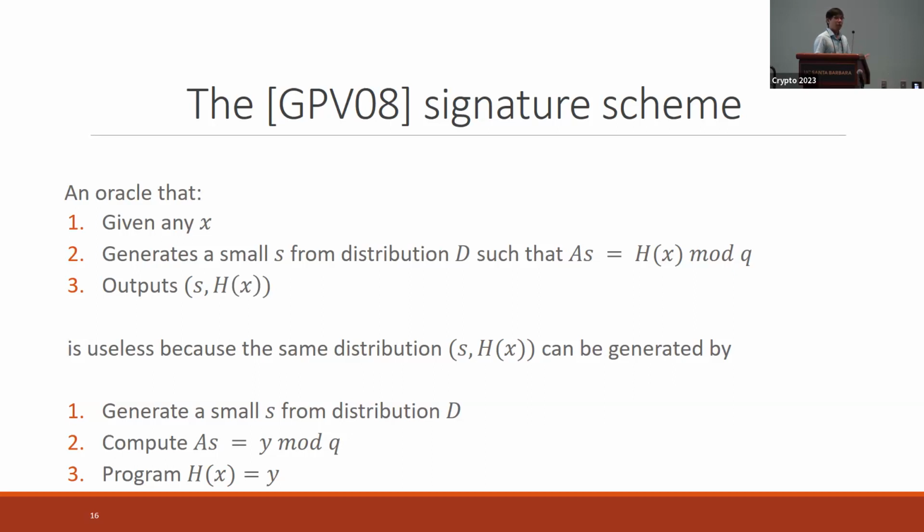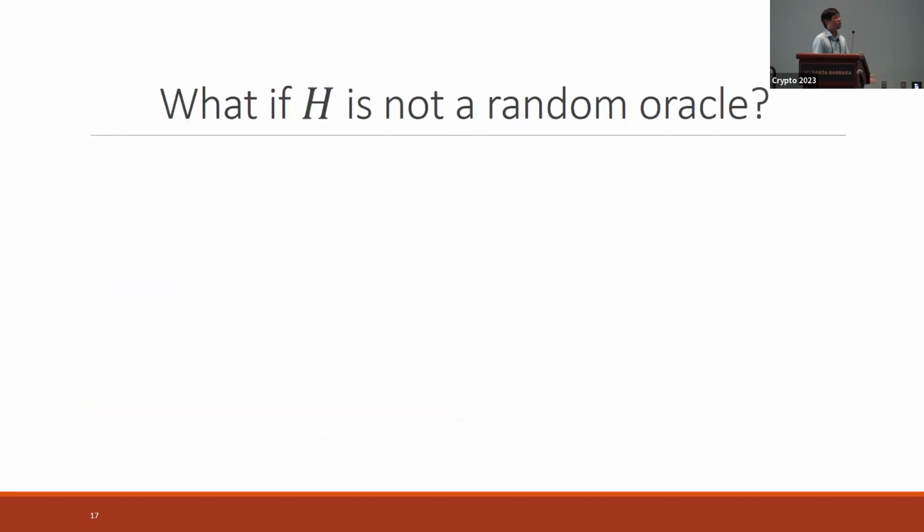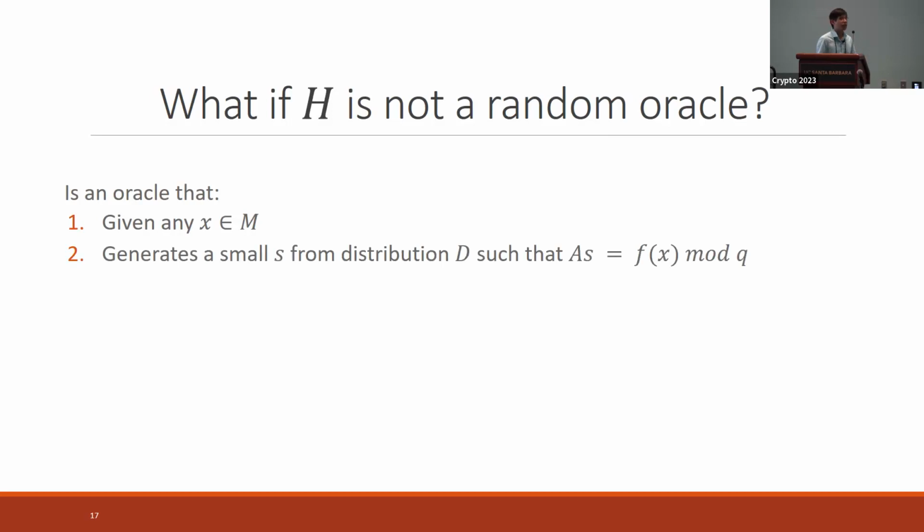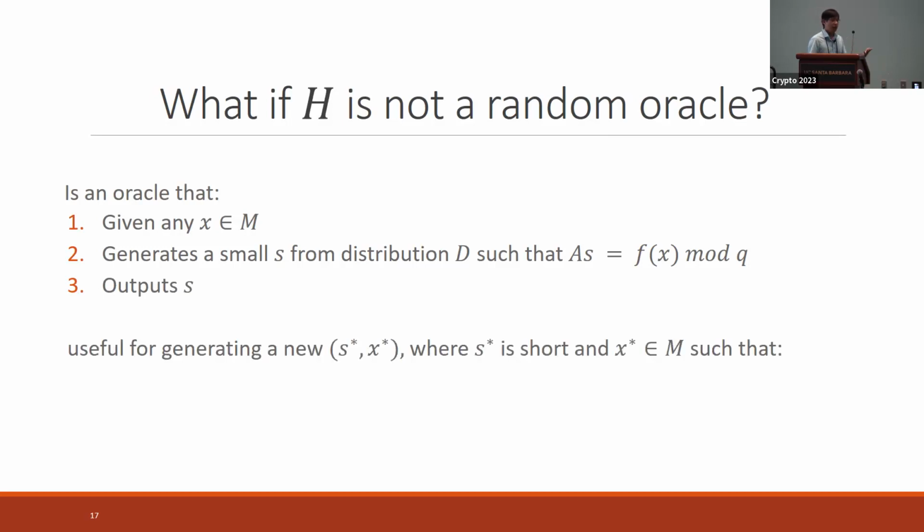And now, the main motivation was, okay, what if H is not a random oracle, but some function? So now the related question becomes, okay, if we are given an oracle that, given some message X from the set M, generates a short vector S such that AS is equal to some function f of X, and outputs S, then is this useful for generating a new pair S star, X star, such that S star is short and X star belongs to that message space M, such that AS star is equal to f of X star?